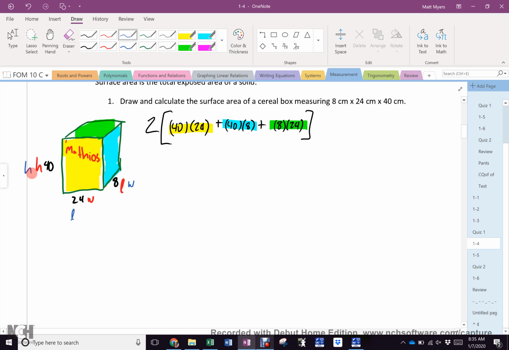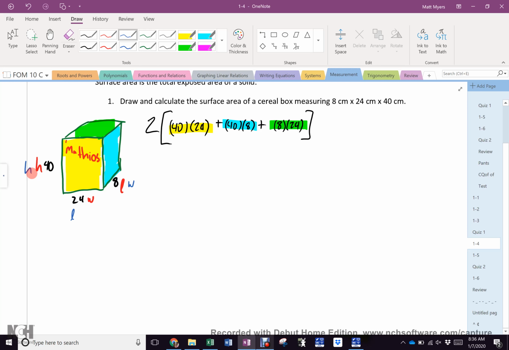Agreed? What if I lay this cereal box down on its back? Would that change your idea of L, W, and H? It would, wouldn't it? But would it matter in your answer? Why not? It's multiplication and it's organization. So it doesn't matter, right? You can give these any letters. You can put the LWH anywhere you want.